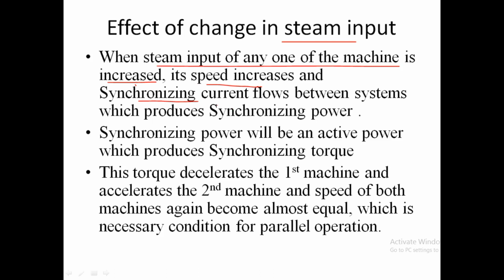Whenever there is a change in speed, there will be a circulating current, that is known as a synchronizing current again. And a synchronizing current flows between the two systems, which produces a synchronizing power. Why is a synchronizing power produced here? It is due to the change in steam input.